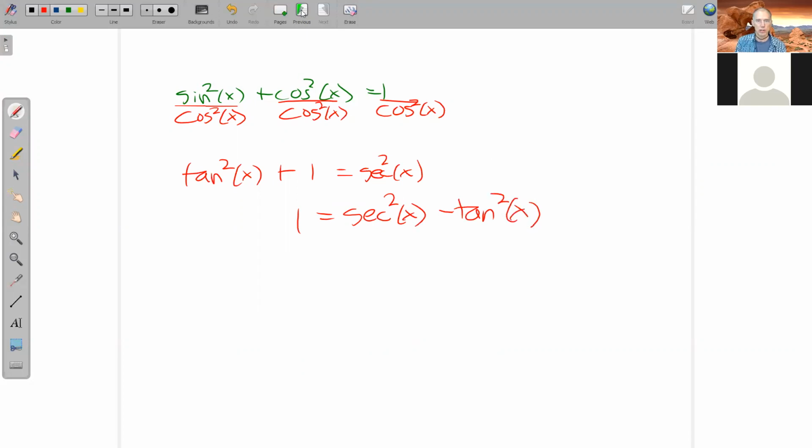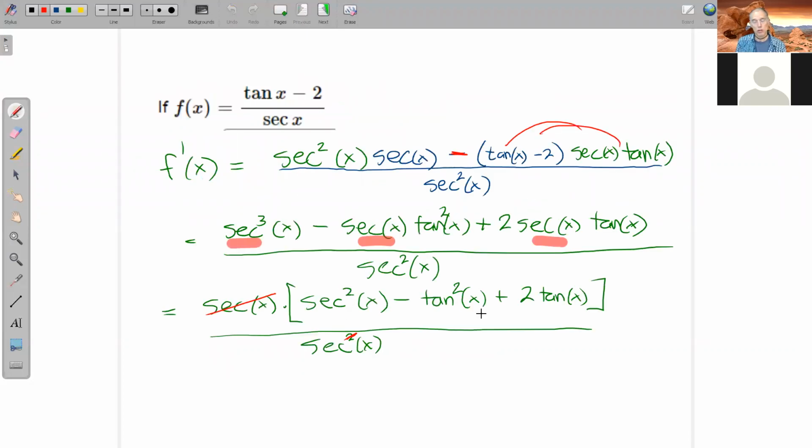All right, so what do we have here? We have secant squared minus tangent squared. Yeah, so this thing right here is just 1 according to that identity. So things are cleaning up nice. So this is equal to 1 plus 2 tangent all over secant of x, which is a lot simpler, kind of similar to what we started with.